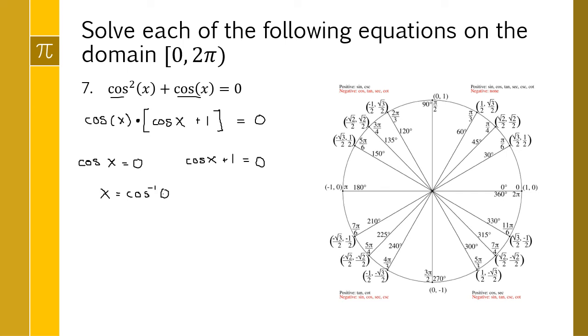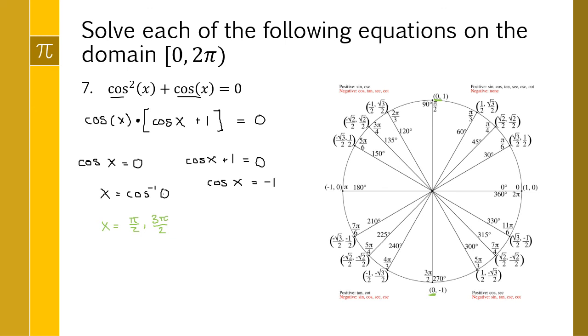So I'm looking for where the cosine, in other words, the x coordinate, is equal to 0. And I see that up here at pi over 2 and down here at 3 pi over 2. So that would give us solutions of x equal to pi over 2 and 3 pi over 2. And now for the other possible branch of this equation, cosine of x plus 1 equals 0. If you subtract 1 from both sides, you get cosine of x is equal to negative 1.